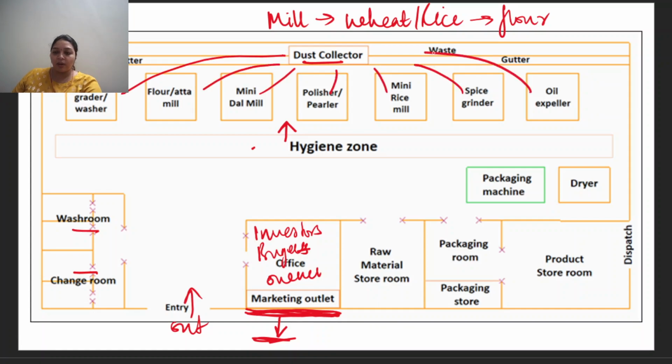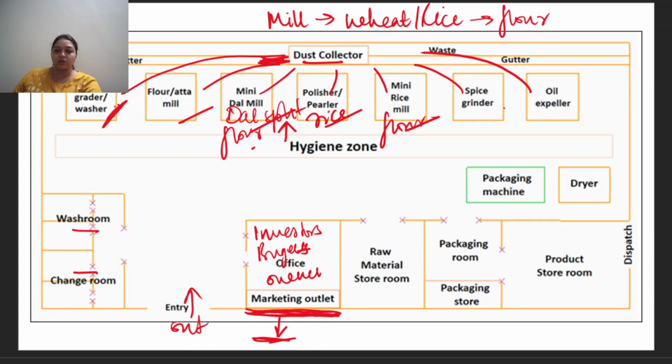So they have kept it in the back side so that it is collected from everywhere, and there is a gutter where the waste will be disposed. So first there is a cleaner, grader, washer. Here the minimal, primary things are done, and then there is a flour mill, a mini dal mill, a polisher, which is for rice. Rice is polished, right? Then a mini rice mill where rice is converted into flour. Mini dal mill means dal is split, or even converted into flour.